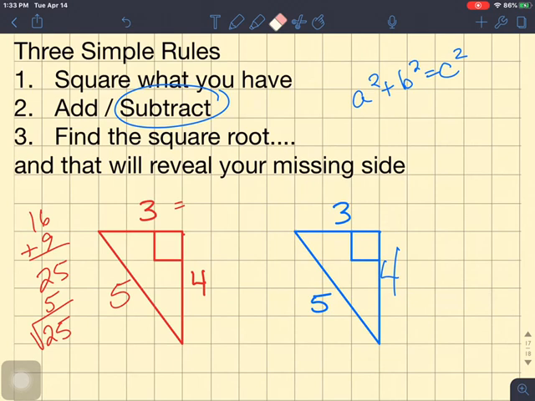And those are really just following the three simple steps. Again, square what you have, add or subtract, find the square root, and that will reveal your missing side.